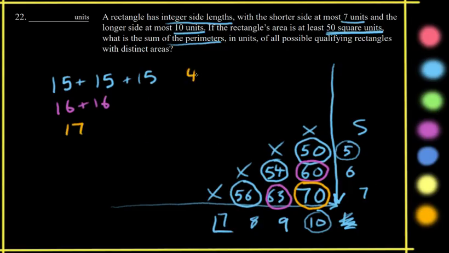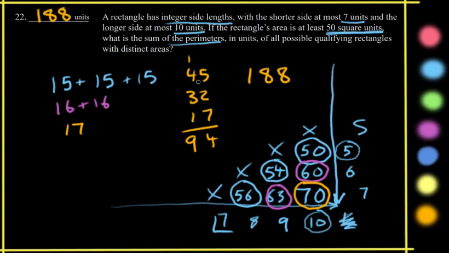So this is going to be 45 plus 32 plus 17. And that'll give me 4, carry the 1. Let's see, I got 9. And then I need to multiply this by 2 because the perimeter is not just the shorter side plus the longer side, it's double the shorter side and double the longer side. So 94 times 2 will give me 188. So that's my final answer on this one.